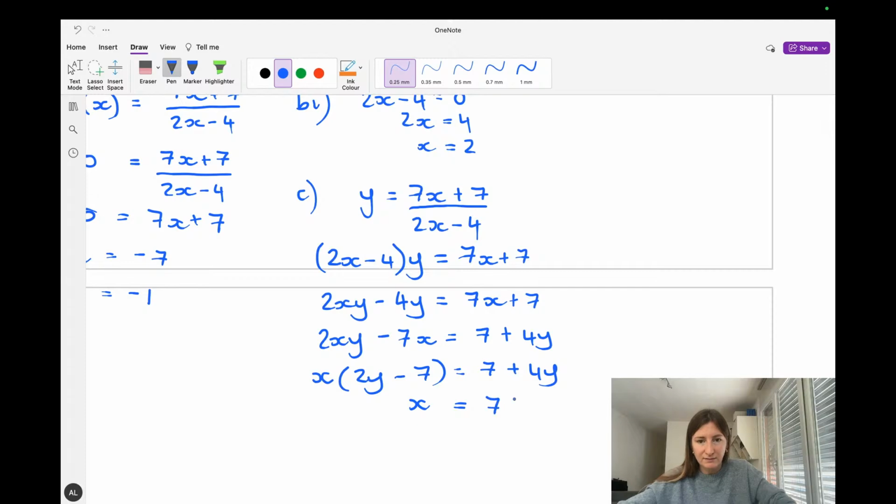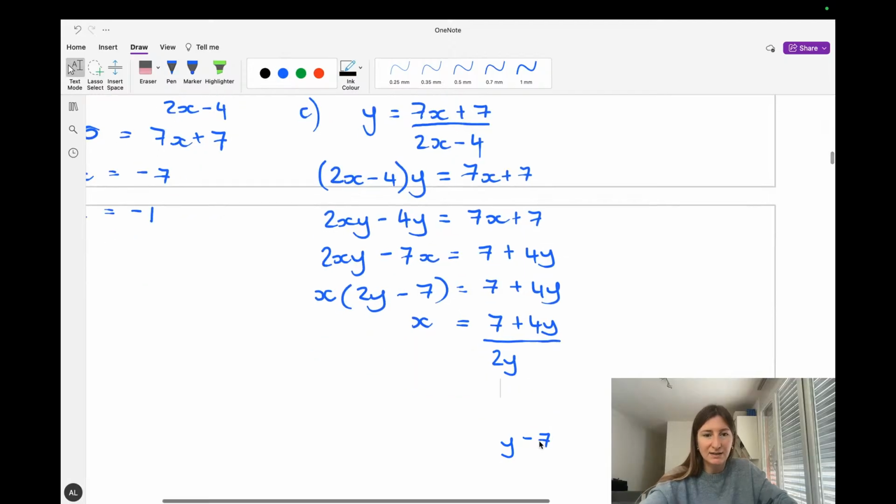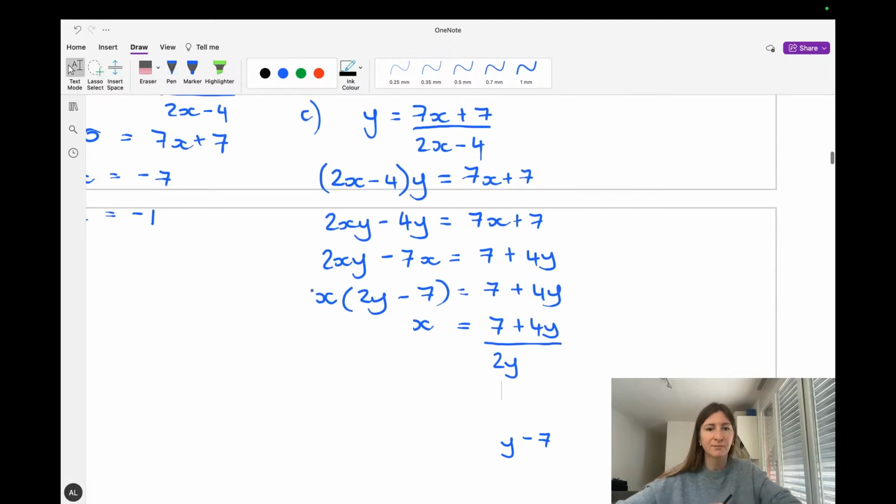And so that is 7 plus 4y. It's quite a common question, by the way. They love to ask you to find the inverse of these functions because it has this extra part where you have to factor them out.